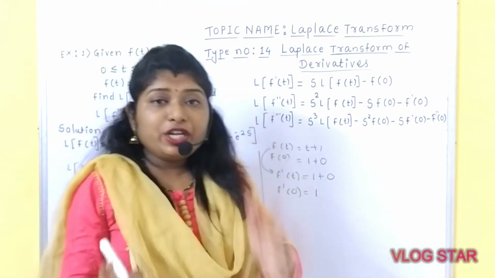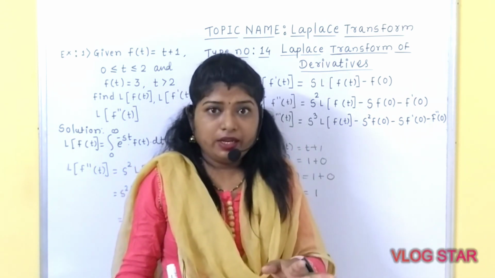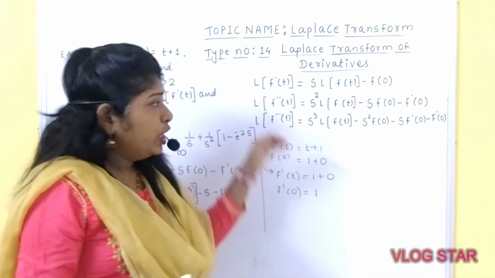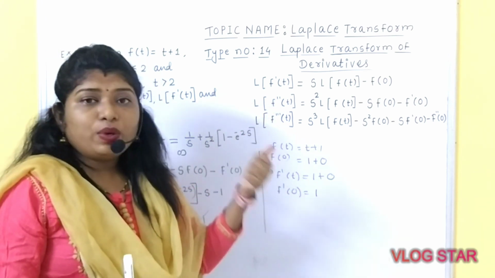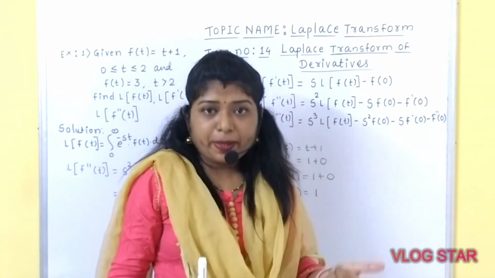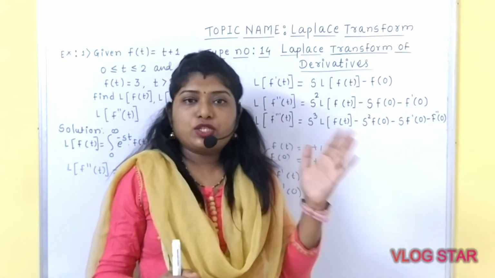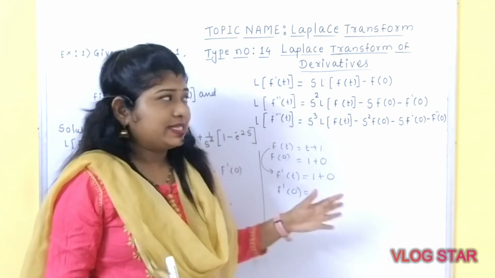I hope you have understood how to apply type number 14. So under type number 14, you have to remember three important formulas related to Laplace of f dash of t, Laplace of f double dash of t, and Laplace of triple dash of t. I hope you have understood this type.